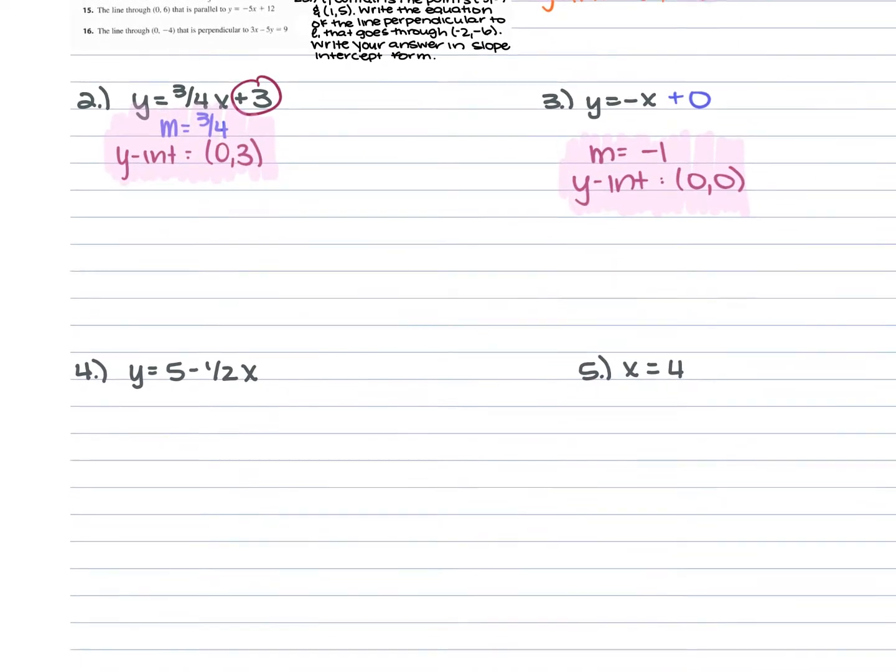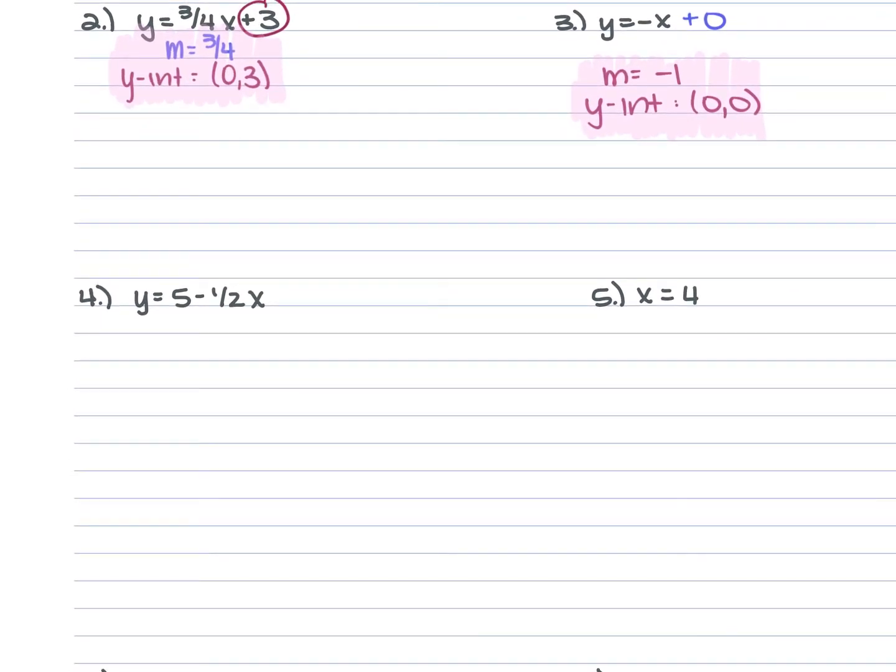For number 4, we have y is equal to 5 minus 1/2 x. This is not in slope-intercept form. Put it in slope-intercept form. What do you have to do? Negative 1x. So it's going to be y is equal to negative 1/2 x plus 5. What is your slope from here? Negative 1/2. What is your y-intercept?